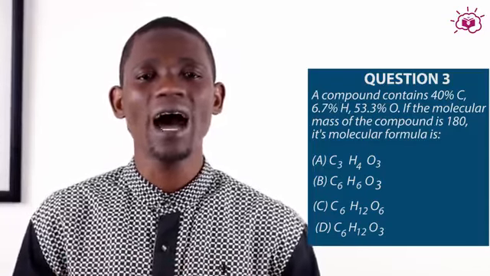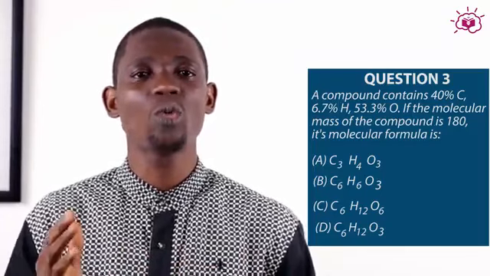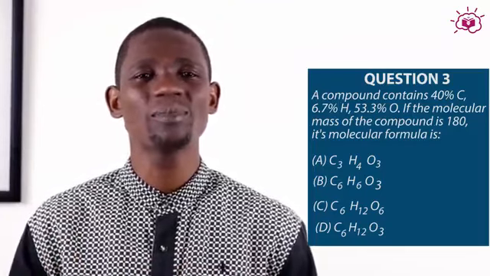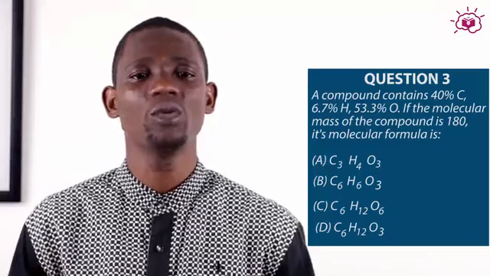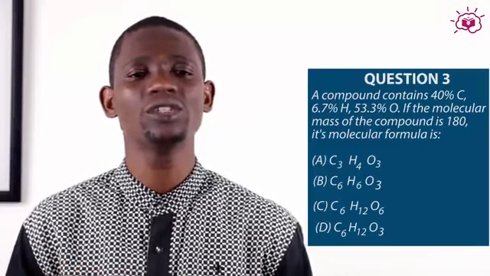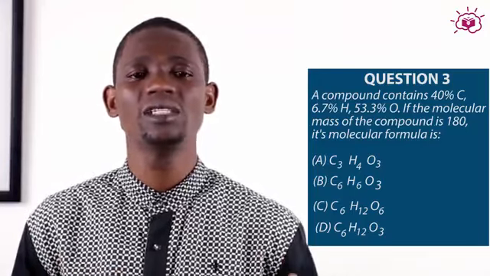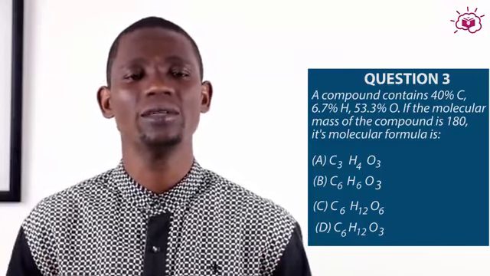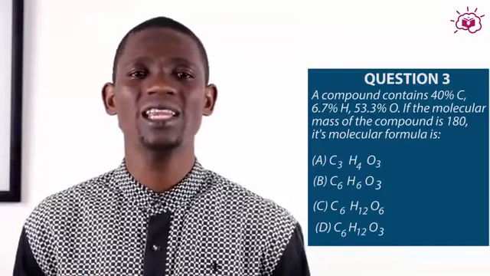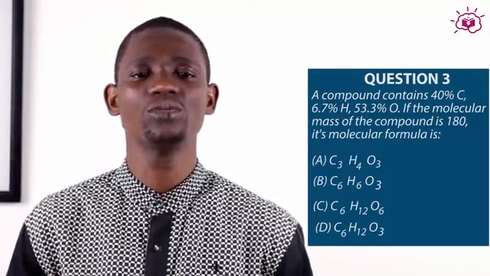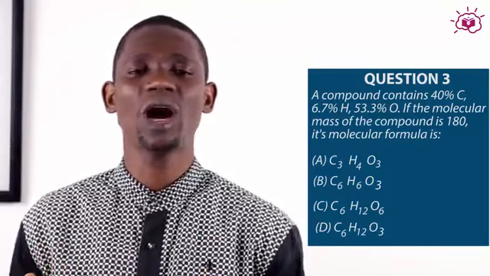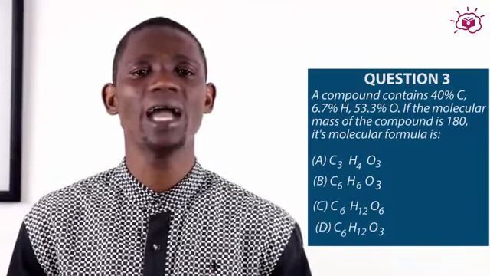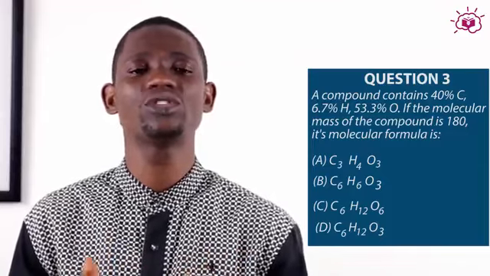Now, to find the simplest ratio, we divide through by the smallest value, which is 3.3. On division, we obtain 1 ratio 2.01 ratio 1. Since 2.01 is relatively a small value, to the nearest whole number it is 2. So the empirical formula of this compound is CH2O.